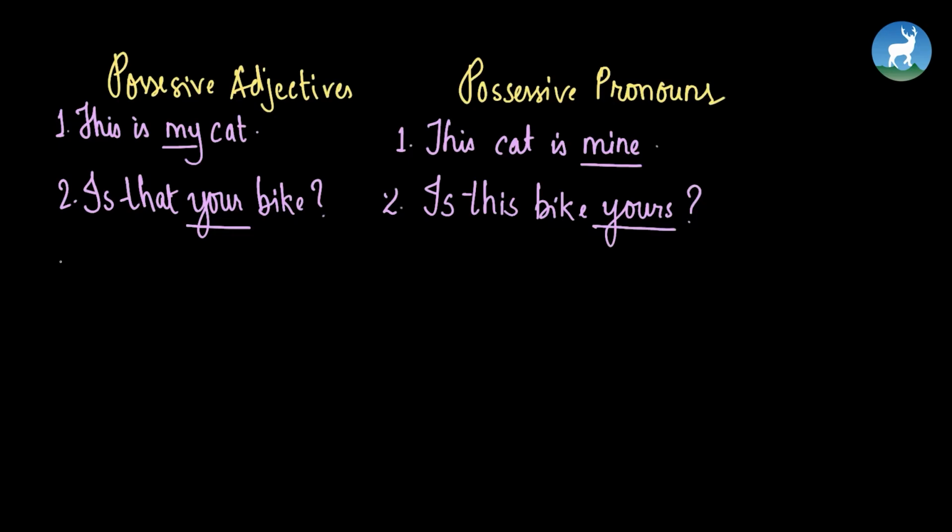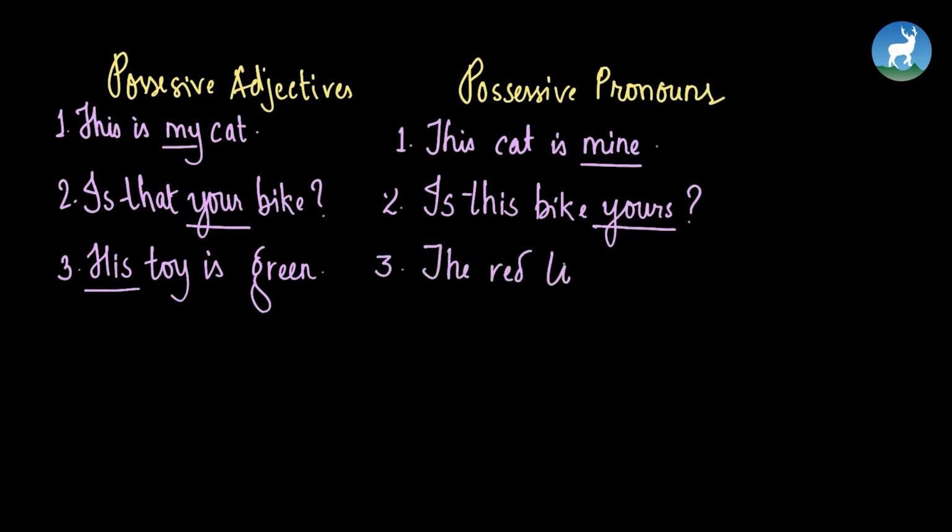Okay, let's move to one more example. His toy is green. The word his shows that the toy belongs to him. Now let's move to possessive pronoun. The red toy is his. Here, instead of saying the red toy is his toy, we said the red toy is his, using the possessive pronoun his. Okay, so let's try learning the difference in a simpler way.